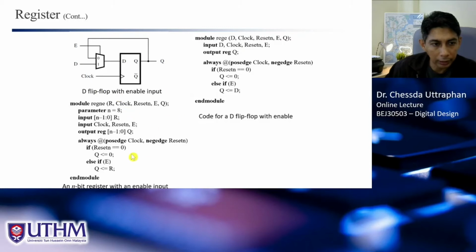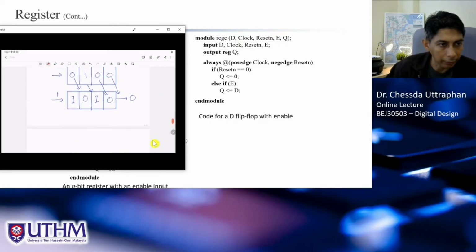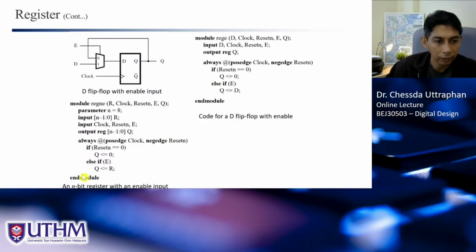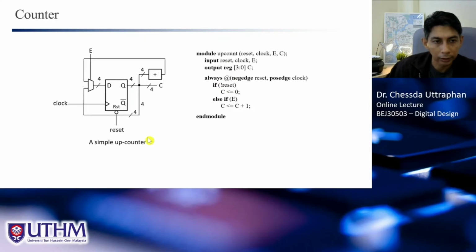Now come to this. This is actually the same as the one that we have learned, the register with the load signal or enable signal. So same thing actually. So this is the code. It's the same, but this one uses a parameter where you can change the size anytime as you want. So this is an alternative code, where you can have it for this one too.